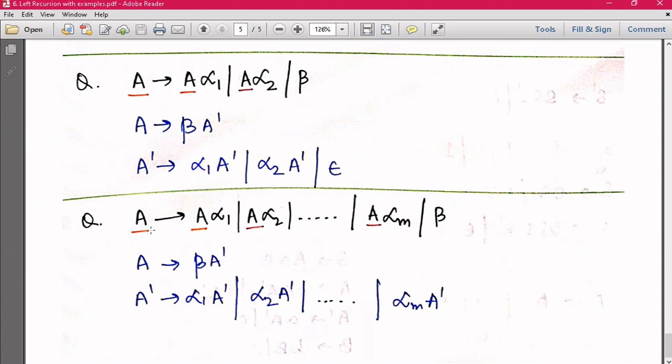And last question is this. Again, the underlined productions come under left recursion, and beta is not having left recursion. So I'll use A will produce beta A dash, and A dash will produce alpha 1 A dash, alpha 2 A dash till alpha m A dash. And again, epsilon will also be added here, which I have forgotten to write. Okay. So these were some few examples of finding out left recursion, removing left recursion from the given grammar.